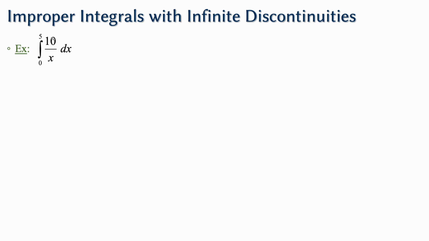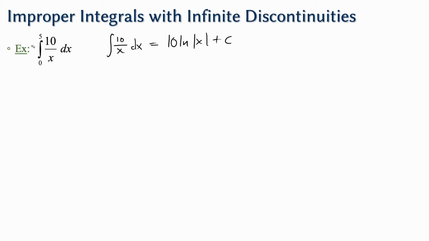So let's look at our first problem. And again, just to begin, let's quickly do the antiderivative. The antiderivative of 10 over x with respect to x is obviously going to be 10 times the natural log of the absolute value of x plus c. Okay, that's an easy one. So let's reframe our issue.